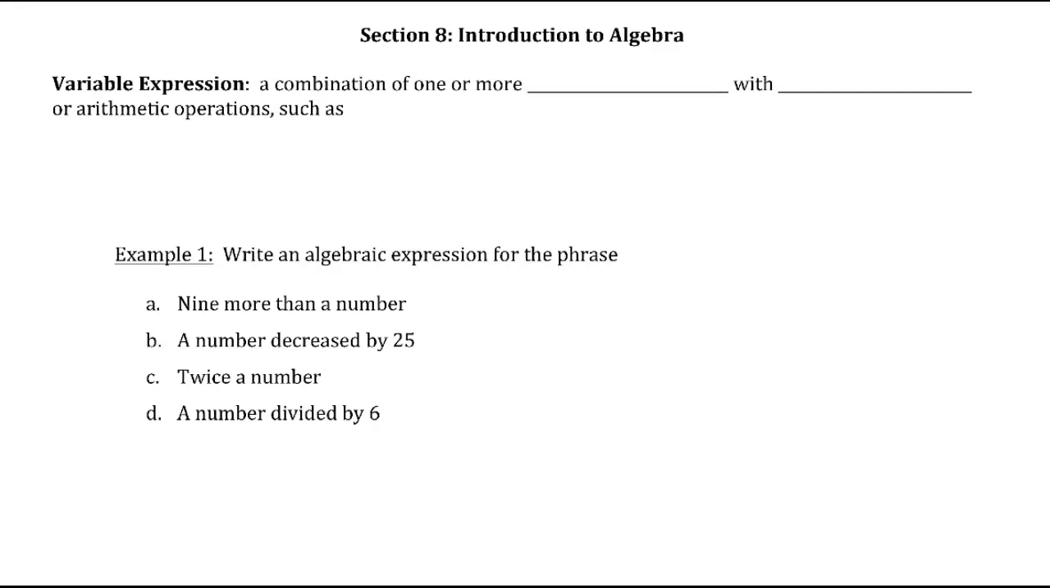We will use the term expression quite a bit, but a variable expression is a combination of one or more variables with numbers. We may also have some arithmetic operations like addition, subtraction, multiplication, division, exponents, you name it. Some examples of these might look like 3a plus 5. Notice that there's a variable a in there. There's also numbers 3 and 5 in there, and the arithmetic operation of addition.